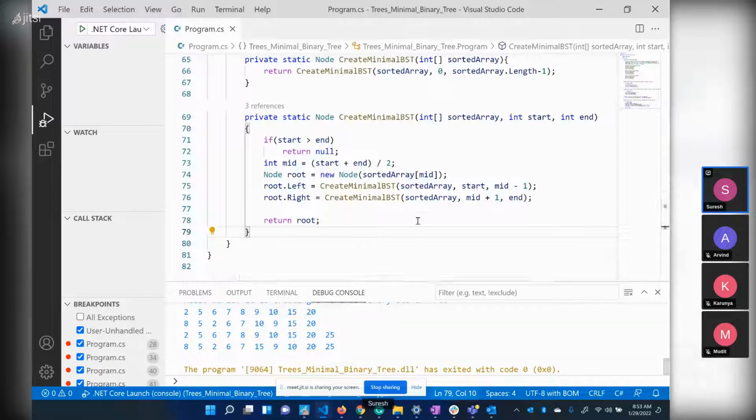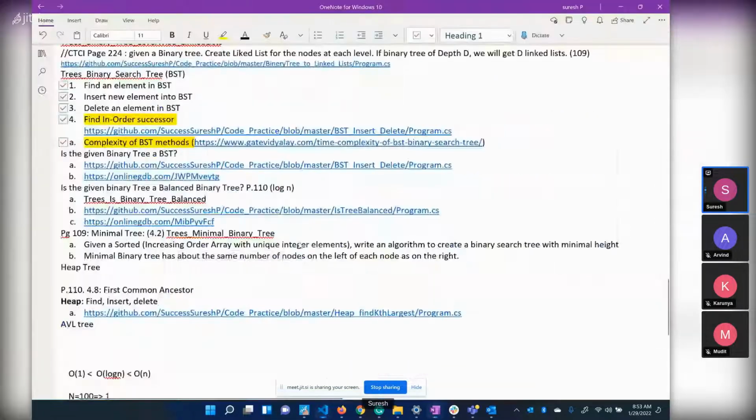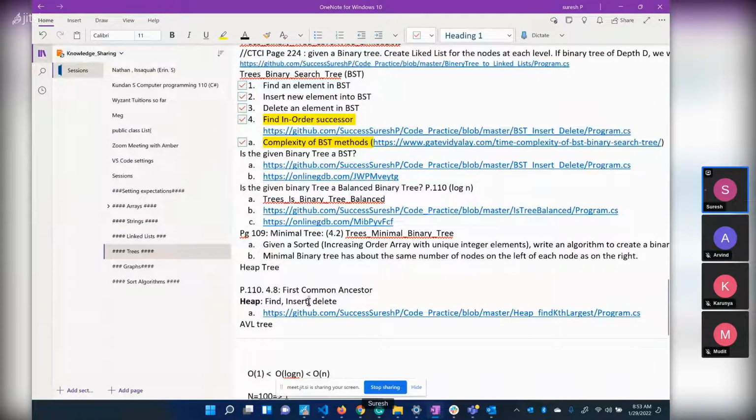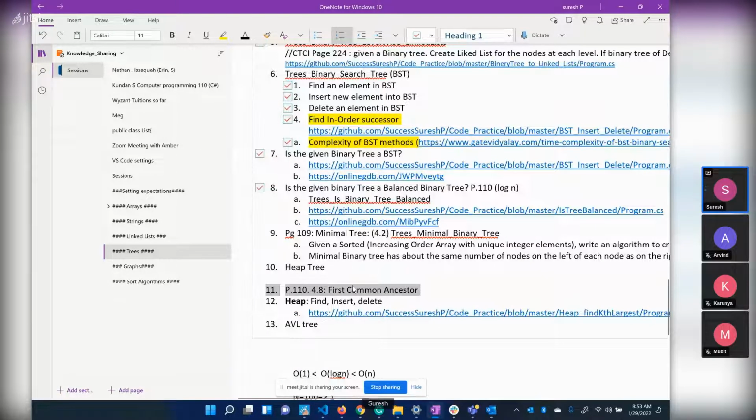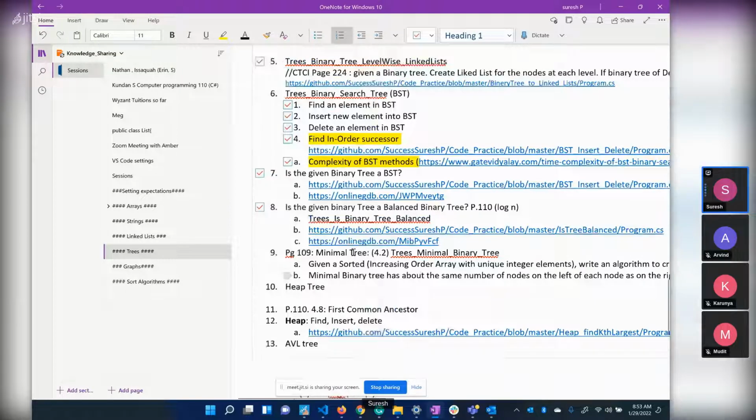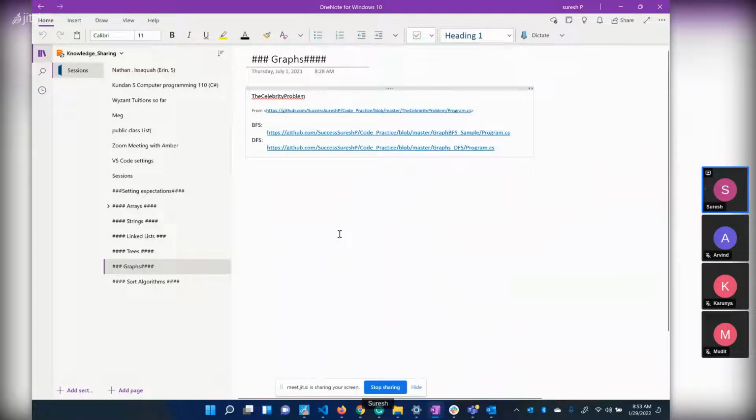So next week we will discuss the heap algorithms. There are a lot of questions on heap, very important. I think I missed one more thing, the first common ancestor. That is also very important. I will try to cover the first common ancestor, and then heap. And there are different trees like AVL trees, B trees, and other trees. I don't know whether interviews go that far, so I will see if I find the algorithm for AVL tree. Otherwise, we will jump into the graphs. There are a lot of algorithms in graphs.